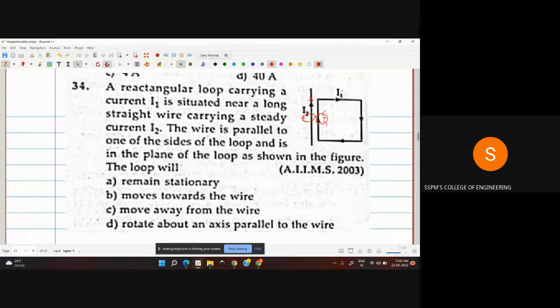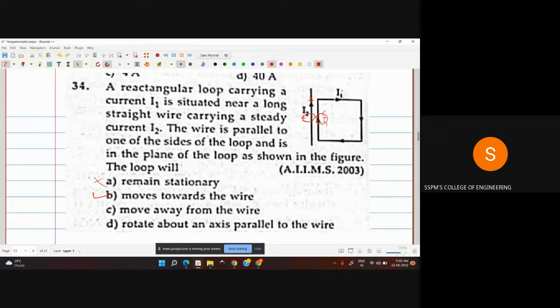ऑप्शन काय काय दिलंय बघा. द फर्स्ट ऑप्शन इज रिमेन स्टेशनरी. आता स्टेशनरी कधी असणार, इफ द टोटल फोर्स इज झिरो बट देर इज सम फोर्स एक्झर्टेड ऑन द वायर. सो ऑप्शन ए इज इनकरेक्ट. मूव्स टुवर्ड्स द वायर. आता इथे काय होणार, अट्रॅक्टिव्ह फोर्स तयार होते इथे, कारण करंट सेम डायरेक्शन मध्ये आहे. सो ऑप्शन बी इज करेक्ट.